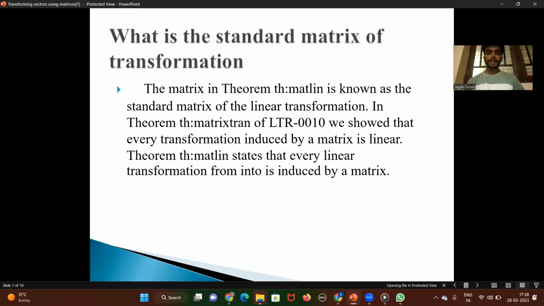Next, what is standard matrix of transformation? The matrix in the theorem is known as the standard matrix of the linear transformation.